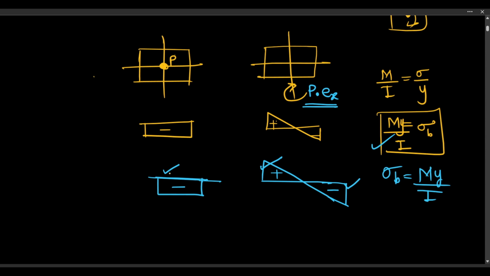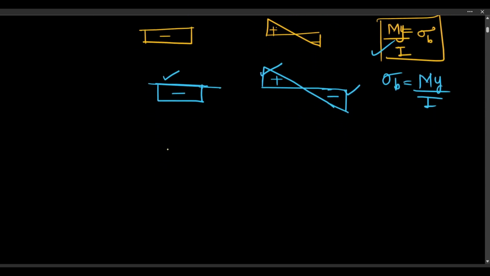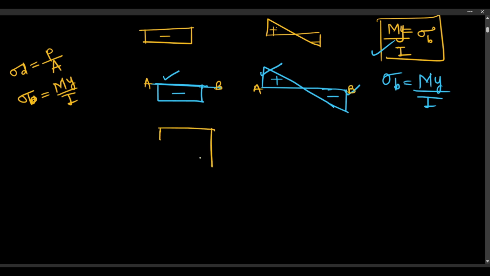If it is experiencing tensile load, then it is incorrect or undesirable. For that we have three cases. Let sigma d be the direct stress, that is force upon cross-sectional area, and sigma b be the bending stress, that is My by I. This is a, this is b, so we will superimpose them. The first case: whenever our direct stress is greater than the bending stress, there would be compressive stresses in the picture.